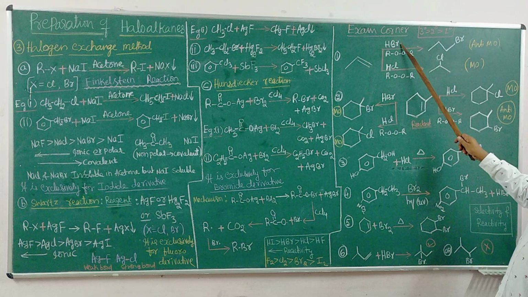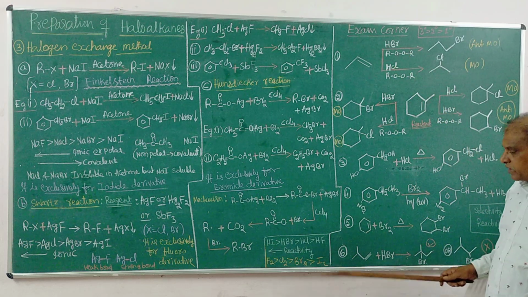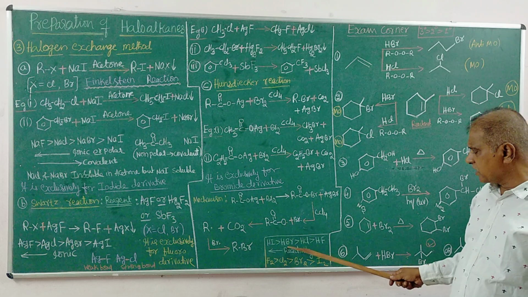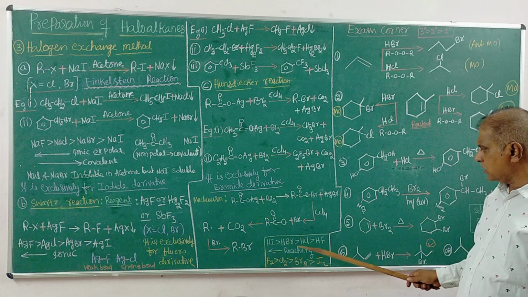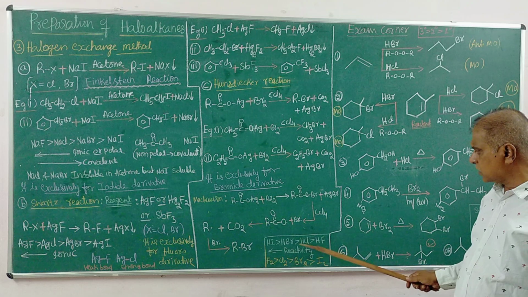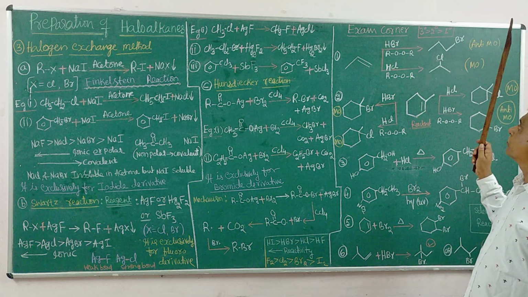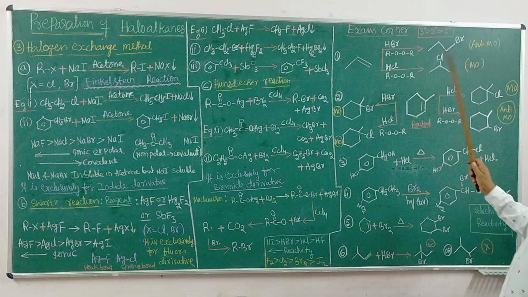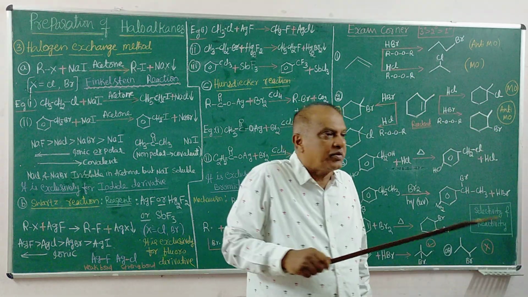Why this happens with HBr? The reason is the reactivity difference between HBr and HCl. Look at the order of reactivity. This is more reactive than this, and this is less reactive than this. So whichever is more reactive will go for reactivity in preference to selectivity.